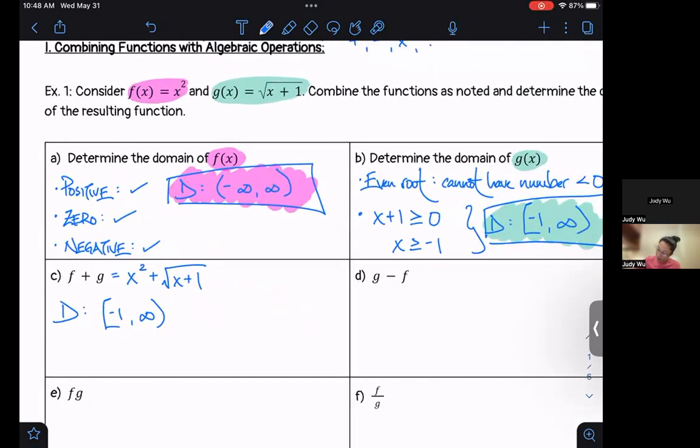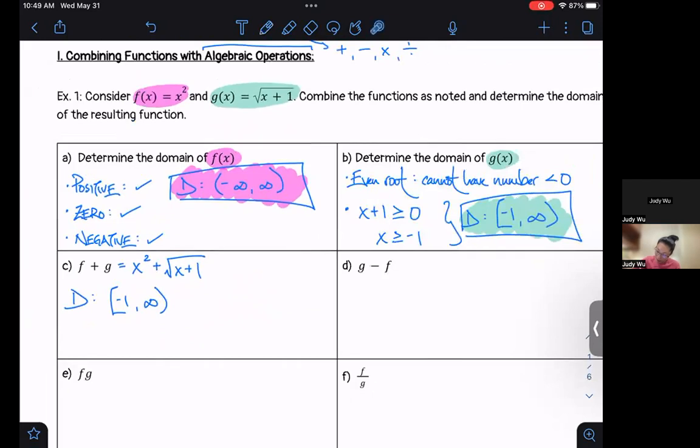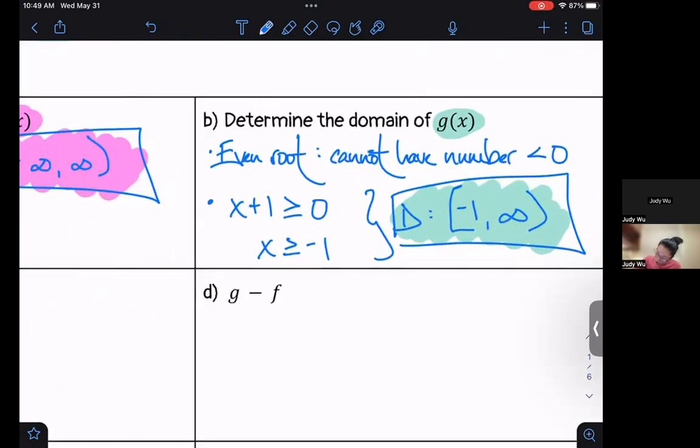All right, let's take a look at letter D here. Looks very similar, except instead of f plus g, we have g minus f. So let's see what that gives us. g minus f is our g function minus our f function. Same thing, we cannot simplify those. We don't have any like terms, so that's as far as we can go.